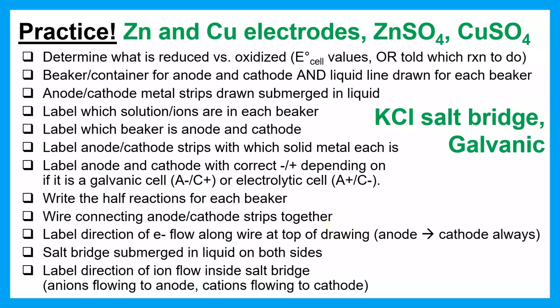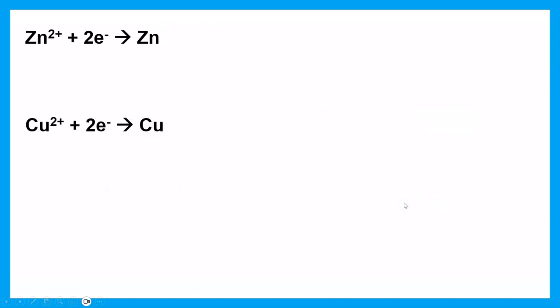My first step is to figure out which thing will be oxidized and reduced. I'm going to go off of my reduction table, and since I was told it was galvanic, I'm going to pick the one that would prefer to be reduced and let it actually be reduced. So I have this, and I have this. I look at my chart, I get negative 0.76 and positive 0.34. This one is more positive, so that one will be reduced.